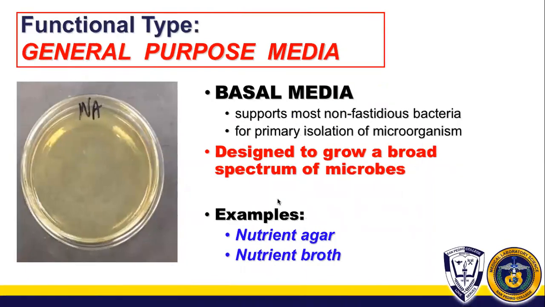So let's start with the general purpose media. This is also known as basal media. Basal media supports the growth of a lot of organisms, most non-fastidious organisms. It is generally used for primary isolation of microorganisms. So technically it's designed to grow a broad spectrum of microbes. Examples are nutrient agar and nutrient broth.